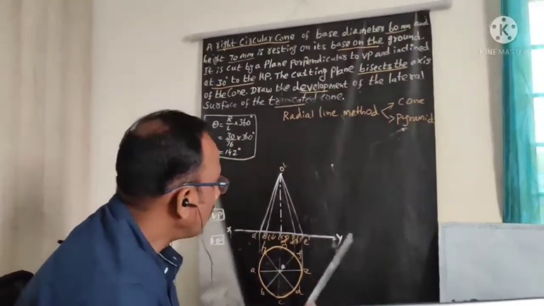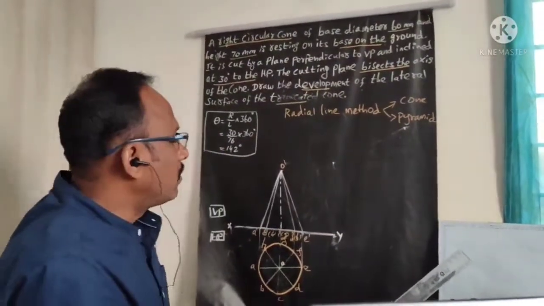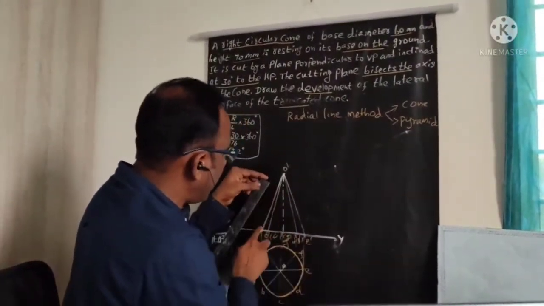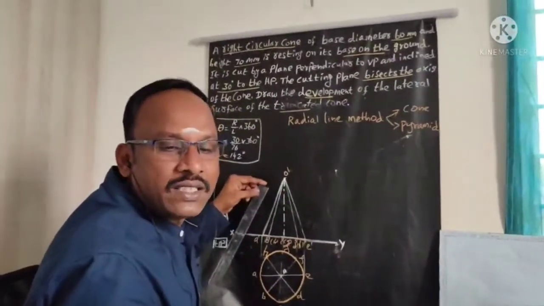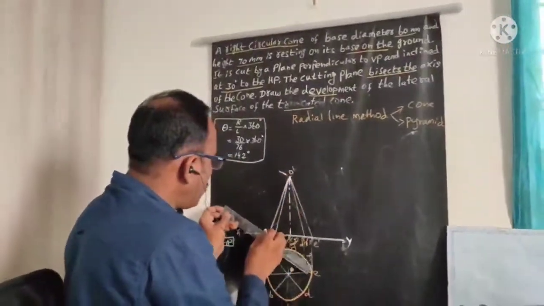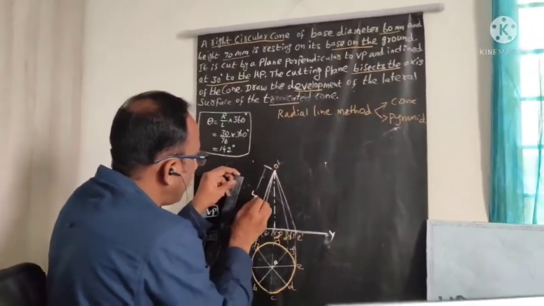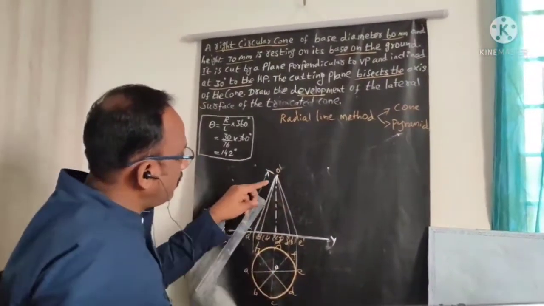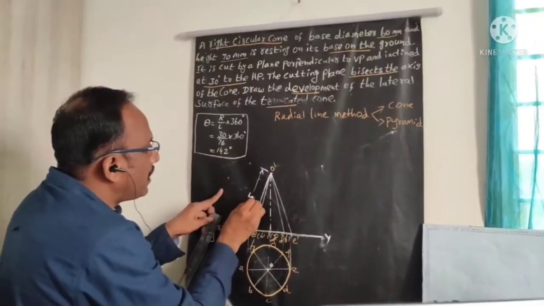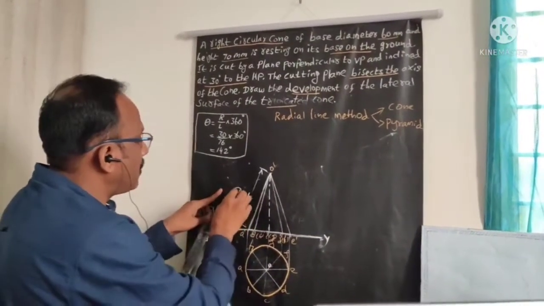Right? You clear? Now, before we apply this section, I want to draw the full development of this cone. For which I will take this length, O dash E dash or O dash A dash. This is nothing but the true slant length. I call this L. You can measure it now from the scale, right? We know that the value will come as approximately 76 millimeter for this particular problem.